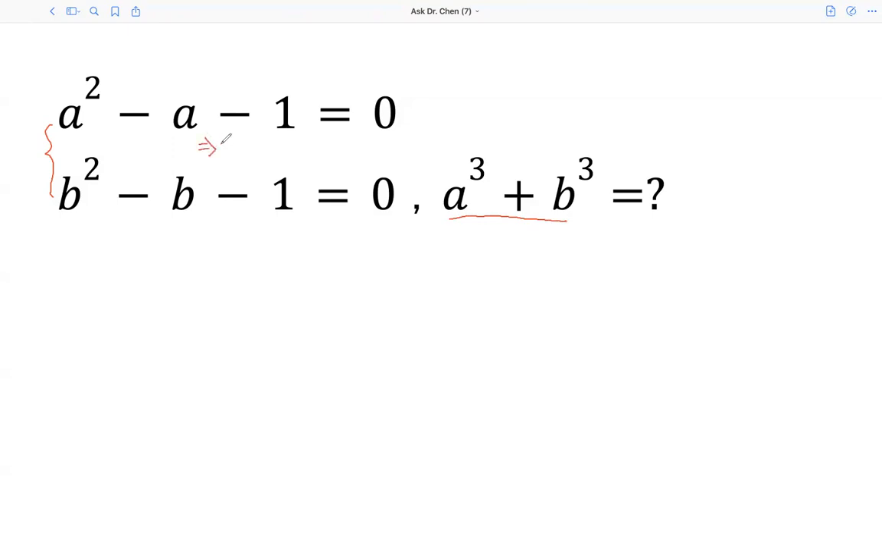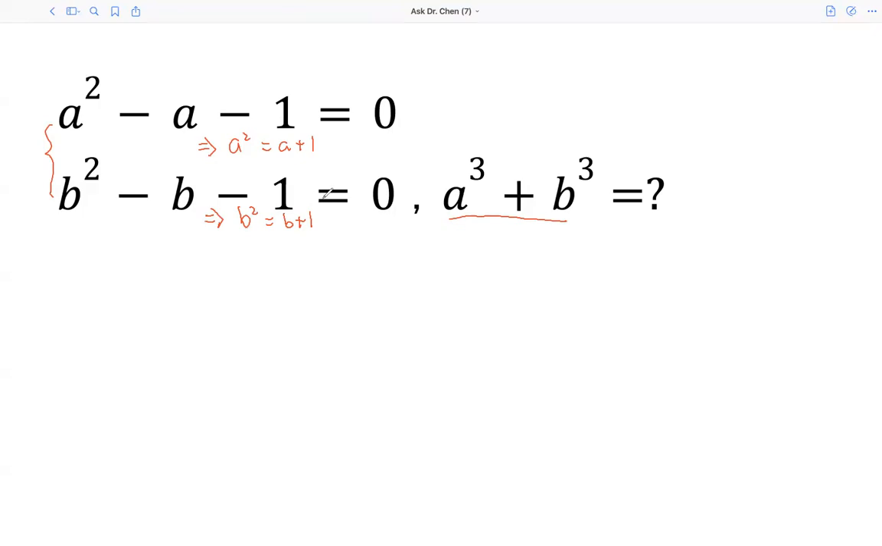So from this first one, we get a squared equals a plus 1. And from this one, we get b squared equals b plus 1. Remember the previous one, we got a squared equals a minus 1, right? B squared equals b minus 1. Then the sum of two cubes ended up to be -2.